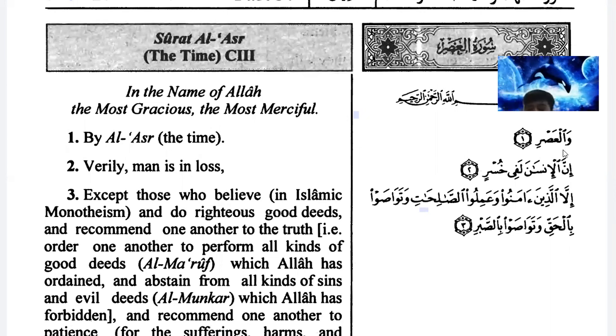It was easy. This one is easier than the other. Yes, it is a very easy one. In the name of Allah, the most gracious, the most merciful. By Al-Asr, the time. Verily, man is in loss, except those who believe in Islamic monotheism.